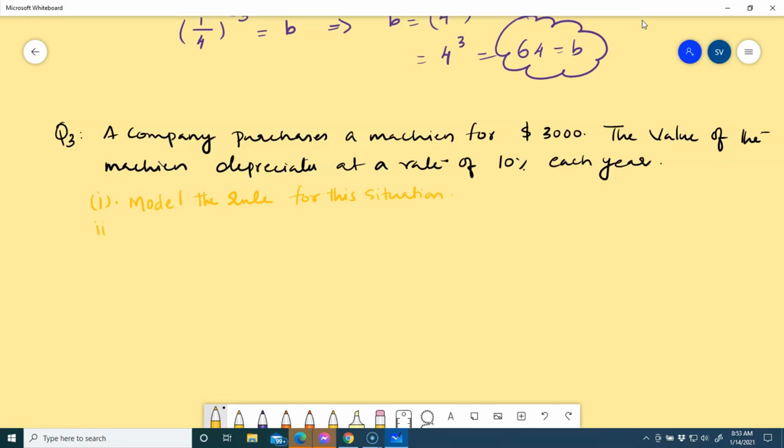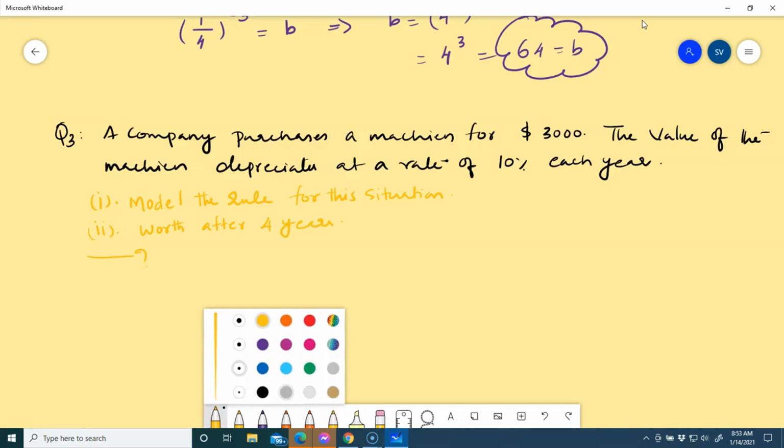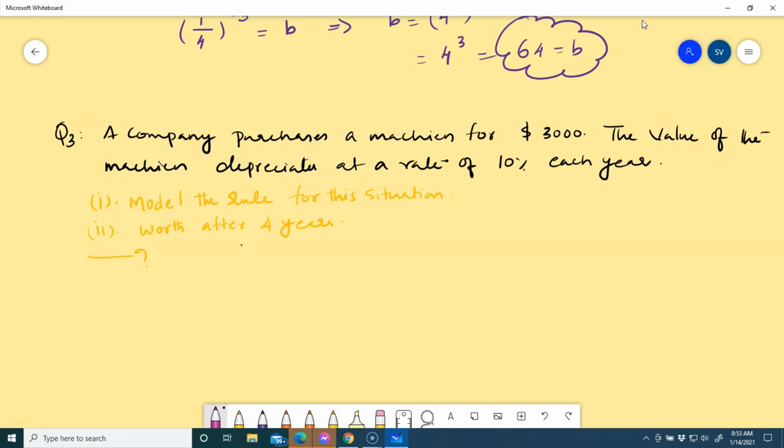And another question is predict a value. What will be the machine worth? What is the machine worth after 4 years? I'm just choosing a random number, 4. You can choose whatever number you need after the rule. So I'm choosing 4 years. Okay. So again, pause the video, start thinking what we need to do or how we can start the problem.